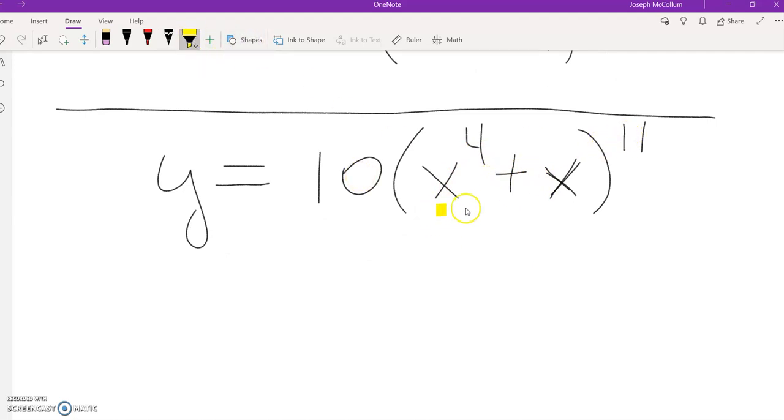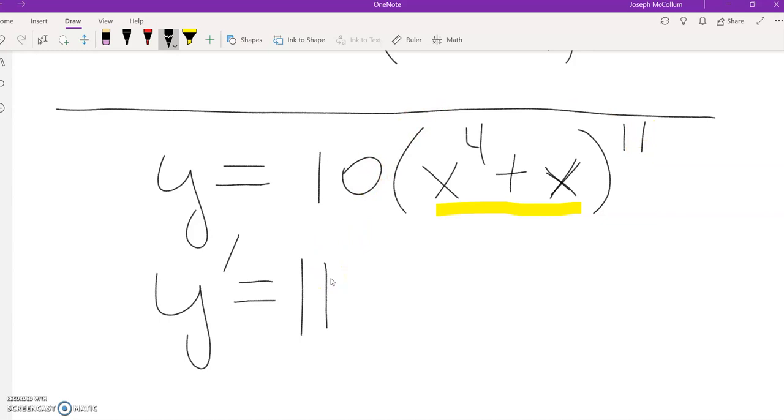I like to highlight what's inside and say that's just what I'm leaving alone, my u. And so when I take the derivative, y prime, I'm once again going to treat this as my u and leave this alone and think of it as 10u to the 11th. And if I just have the expression 10u to the 11th, it's a good old power rule. I would bring the 11 down to multiply. 10 times 11, again, if you need a TI calculator handy, 10 times 11 is 110.